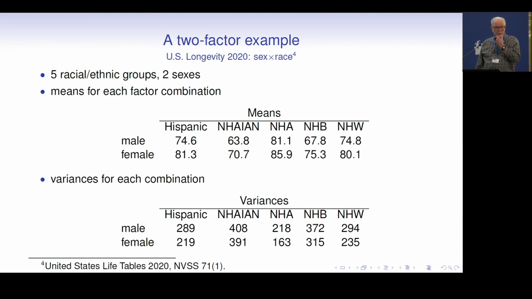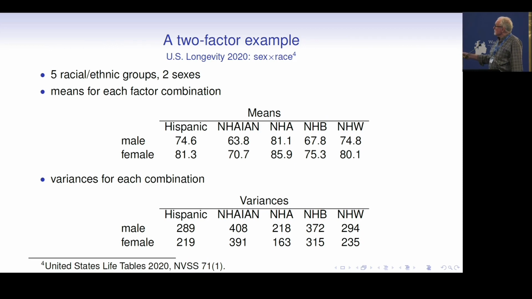Let's consider a two-factor case. This is sex and race longevity in the United States as of 2020. The reason that I picked these factors is just because they're easily accessible. So there's 5 racial groups defined in the US Census, and there are 2 sexes. And so here is a table of the mean longevity, the life expectancy for each racial group, males and females. Nothing surprising to anyone in this audience in this table.